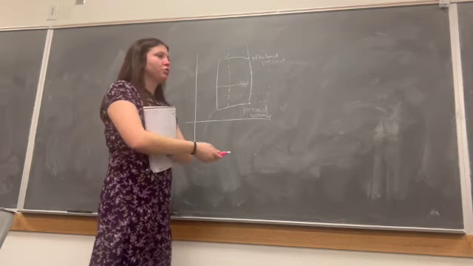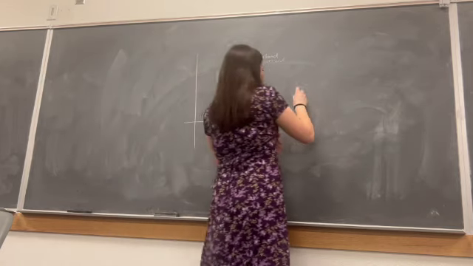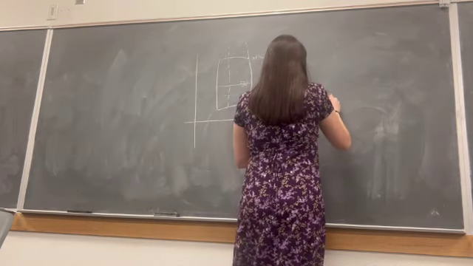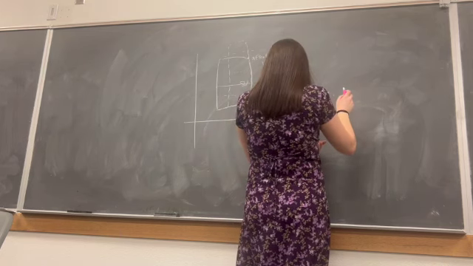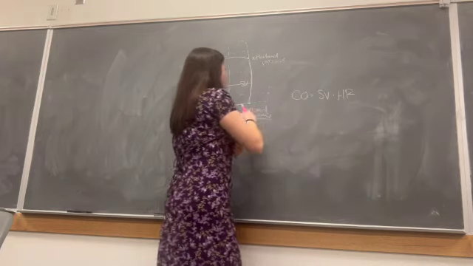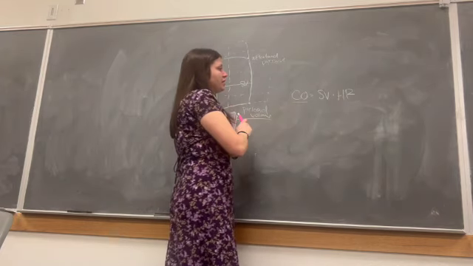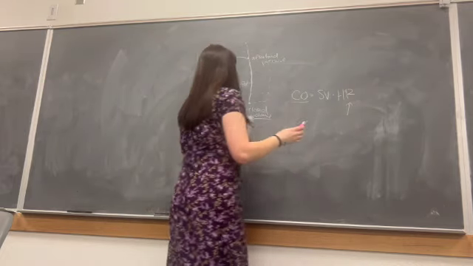So if afterload were to increase and stroke volume were to decrease, if we remember cardiac output equals stroke volume times heart rate, oh sorry. So stroke volume is going to go down, so for your body to compensate for the decrease in cardiac output, your heart rate is going to go up.